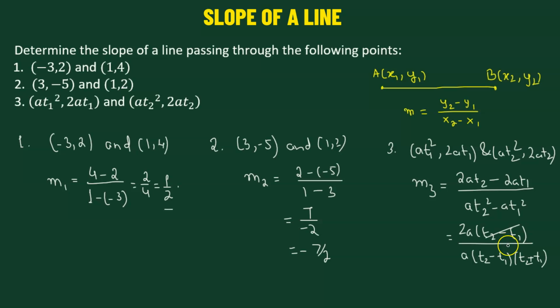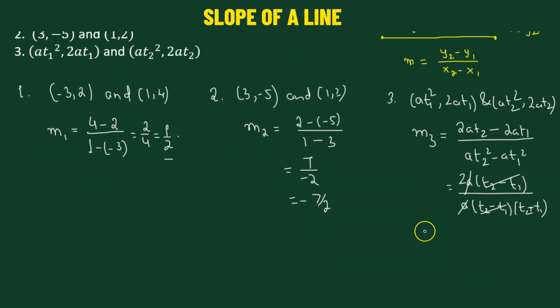Here we can factor out t2 minus t1 from the numerator and the denominator, and also a from the numerator and the denominator, and then we get the final value of the slope m3 as 2 over t2 plus t1. This is how we can obtain the slope of any line which is formed by joining the 2 given points.